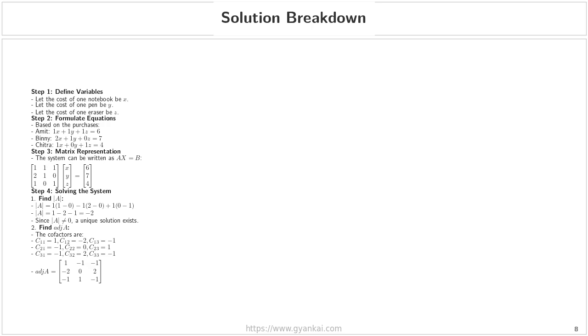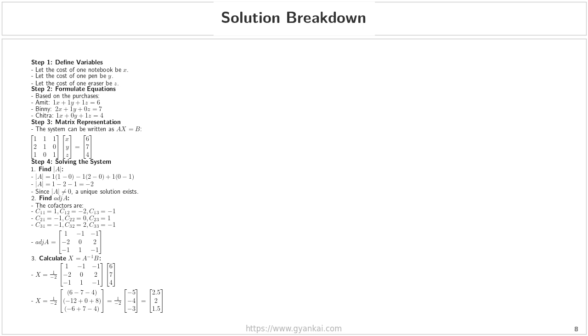Next, we find the adjoint of A by calculating the cofactors. For instance, C sub 11 equals 1, C sub 12 equals -2, and so on. We can construct the adjoint matrix. This adjoint matrix A consists of the first row, 1, -1, -1, the second row, -2, 0, 2, and the third row, -1, 1, -1.